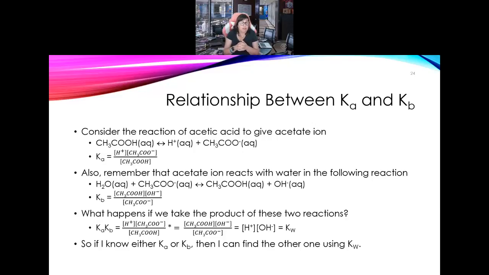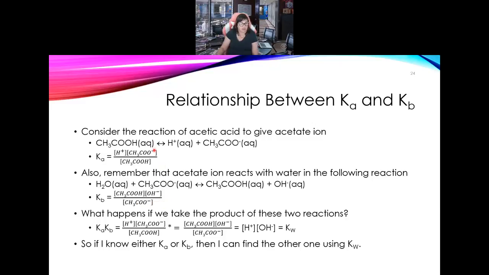Remember that acetate ion reacts with water in the following reaction. So water can react with the acetate ion once I've made it. This guy right here can pick up a proton from H2O to go back to CH3COOH and generate OH minus. The Kb for that expression is CH3COOH times OH minus over CH3COO minus.